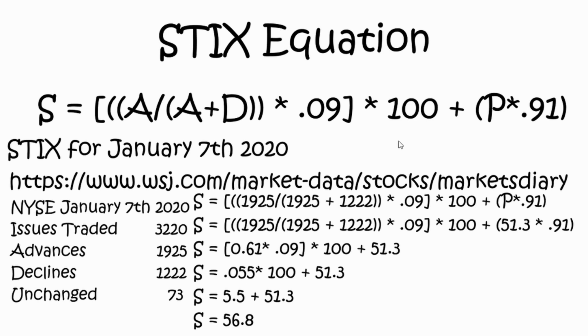51.3. Now let's go over an example for January the 7th, 2020, so one trading day after January the 6th. Here are the advances and declines for January the 7th. So we're going to plug those numbers in. The only real difference here, besides the different values of advances and declines, is we're going to use the January 6th STIX number, which is 51.3, not 50, because now we do have a previous STIX number. And if we do all those calculations, what we get for January the 7th is 56.8.